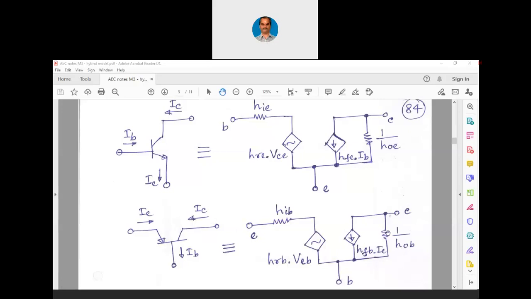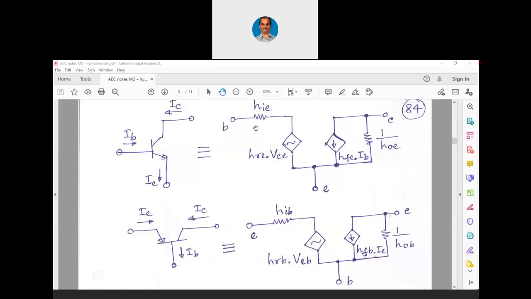Now, let us focus initially on the common emitter model. If you compare this with the RE model, at the input we had beta into RE. Instead, here we have HIE. At the output, we had beta into IB. Here we have HFE into IB. And we had R0. Here we have 1 over HOE. And in the RE model, we did not have this HRE into VCE.